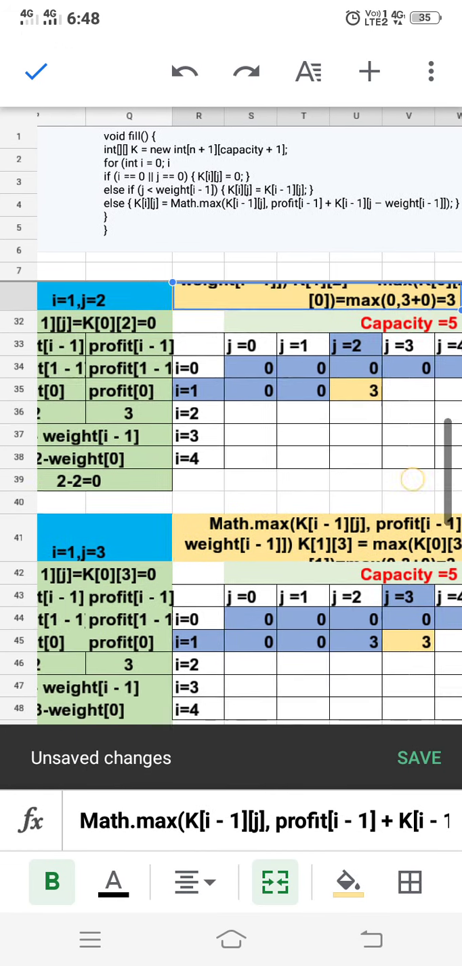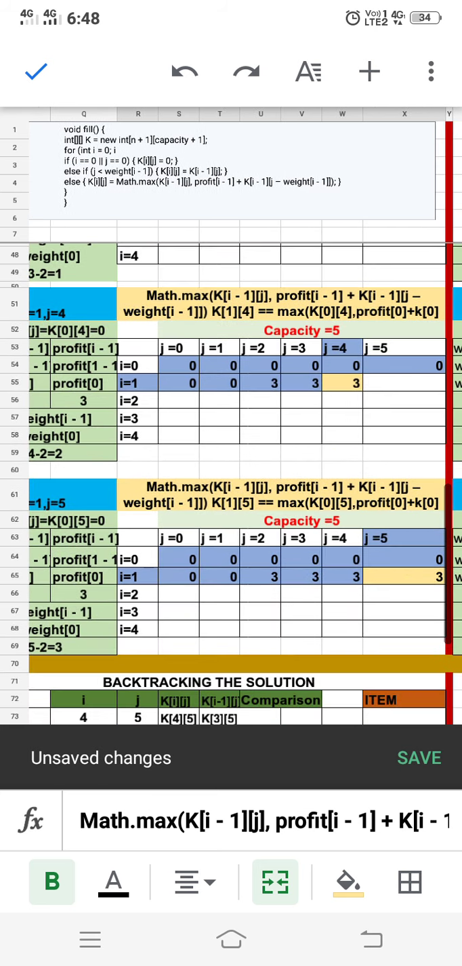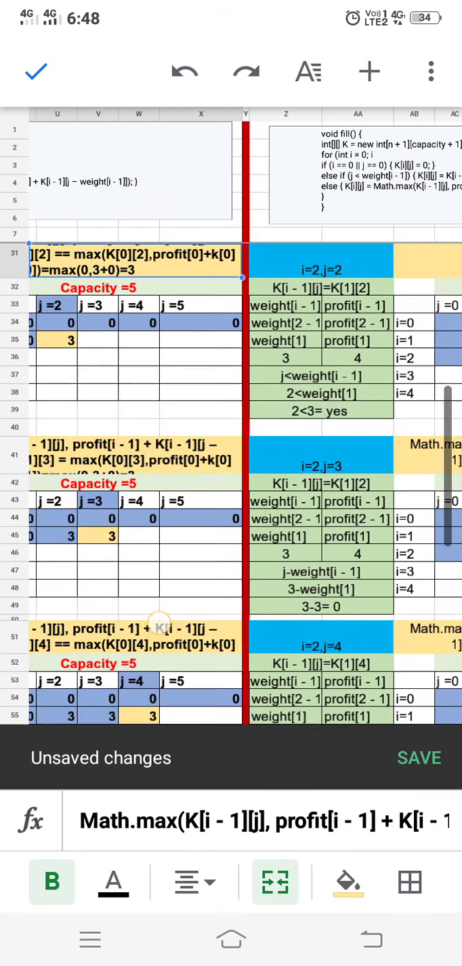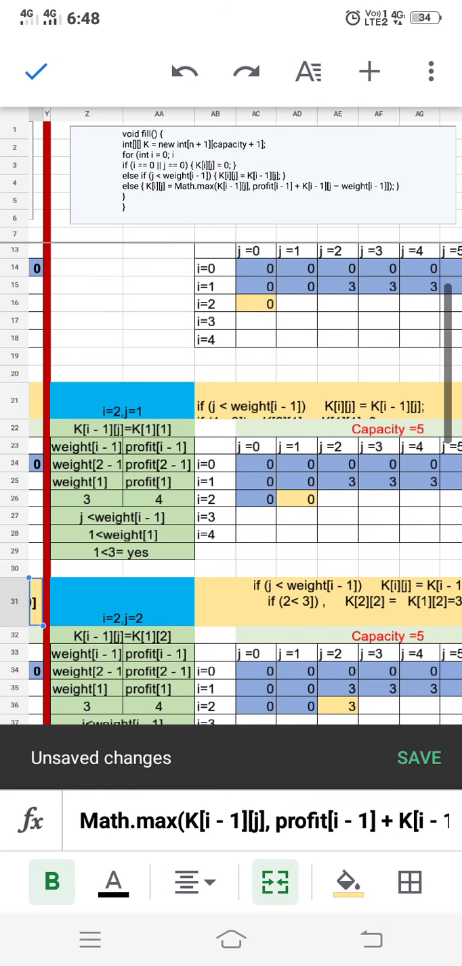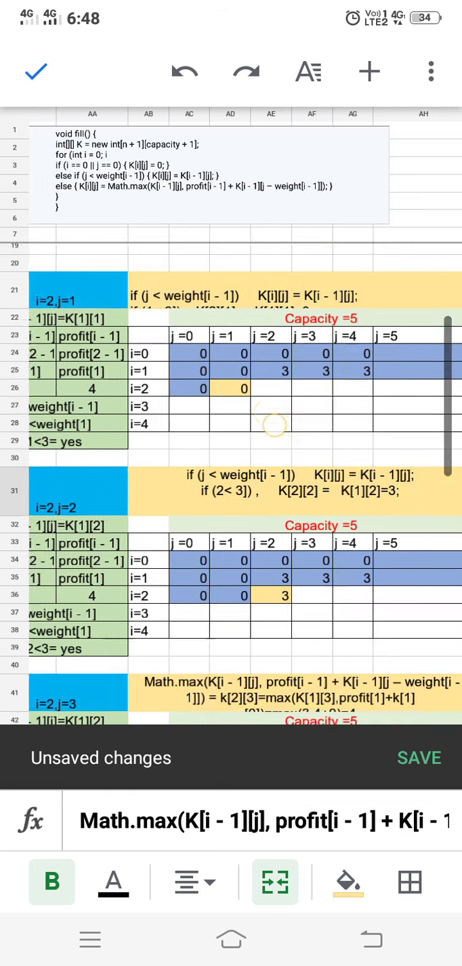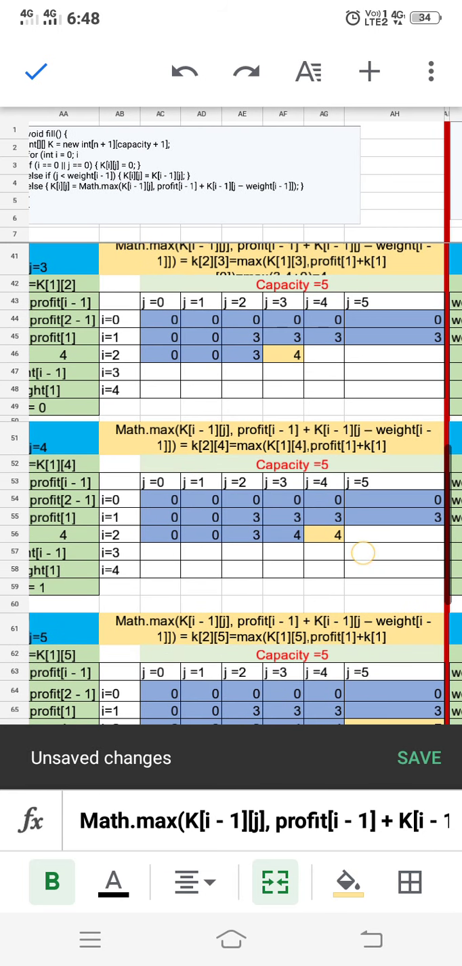So in this iteration we are filling up the values with respect to the first object, i is equal to 1, for the different capacities j is equal to 0, 1, 2, 3, 4, 5, etc. Using this recurrence formula we will be filling up the values. Next I will move on to the second row. Again using the recurrence, I will be filling up the values at that particular entry. Like this we will keep on finding the values for each of the entries.